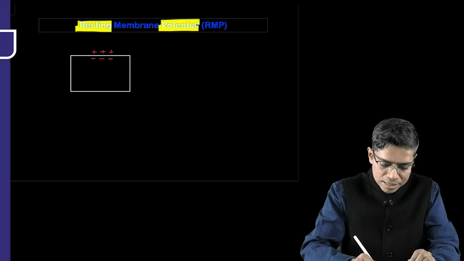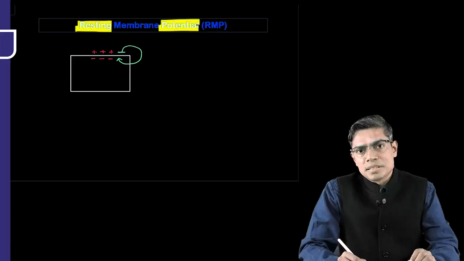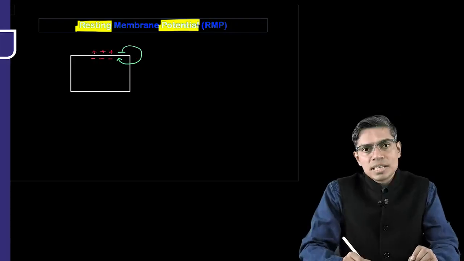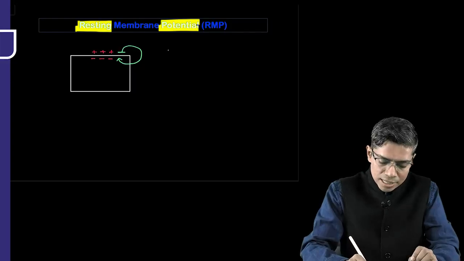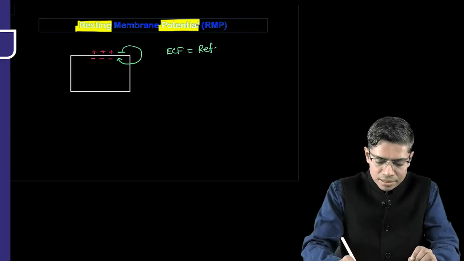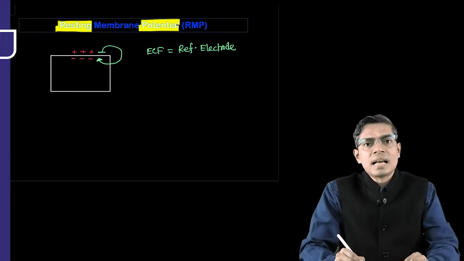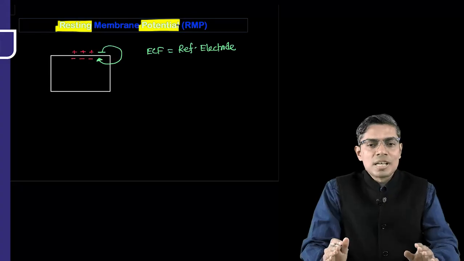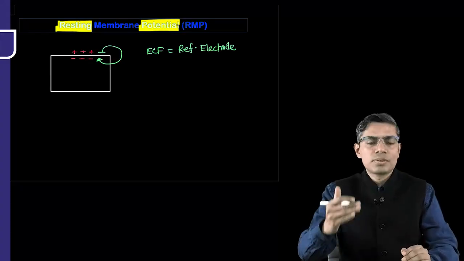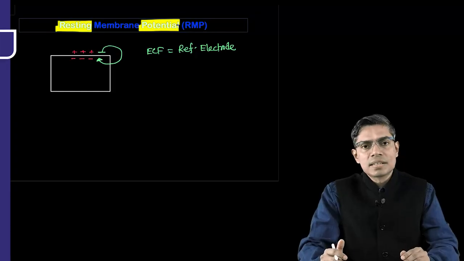I repeat: if I measure the voltage difference between inside with respect to outside, then during measurement of resting membrane potential we always take the outside as the reference point. The outside, or the ECF side of the membrane, acts as the reference electrode, and the interior of the cell is taken as the active or recording electrode. This is by convention, you cannot change it. So we always say inside with respect to outside, the voltage difference is known as the resting membrane potential difference.